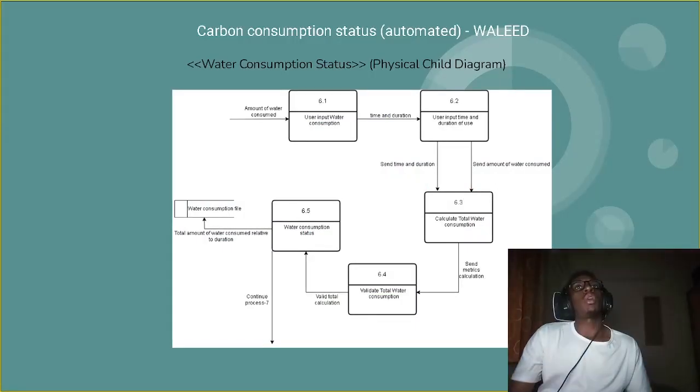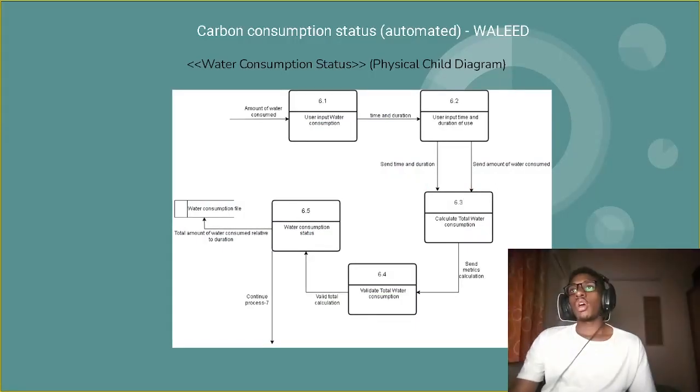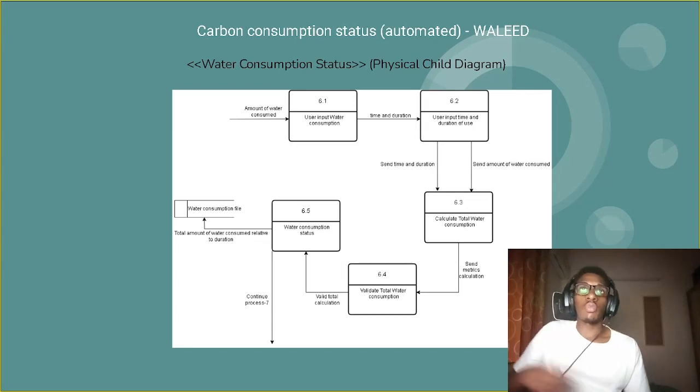Hello everyone, my name is Alwaleed. I'll be explaining my module, which is the carbon consumption status. First, we have the child diagram for the water consumption status. It takes the user input for water consumption and then the user input for time and duration. Then the system calculates the total water consumption and stores it in the water consumption file.